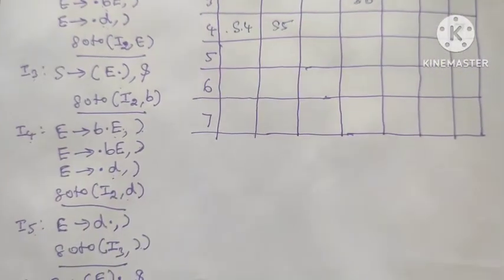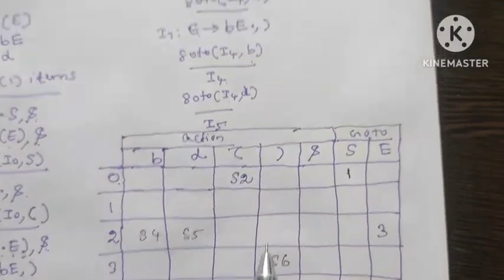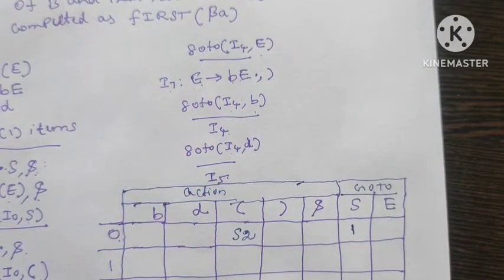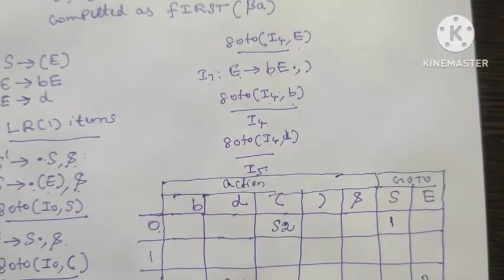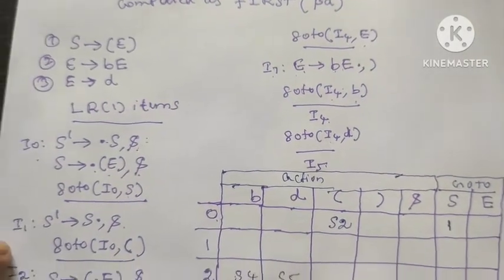In I5 we don't see a dot before a non-terminal. In I6 also we don't see one before a non-terminal. In I7 we don't see a non-terminal. Now see whether in all item sets the dot is at the end.